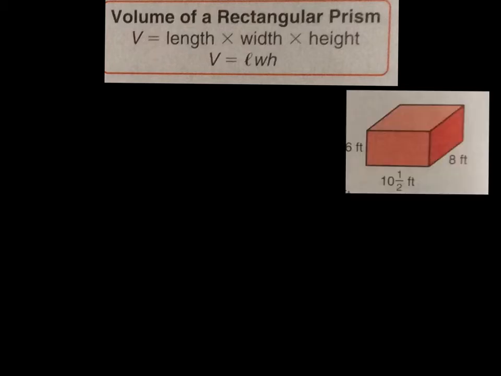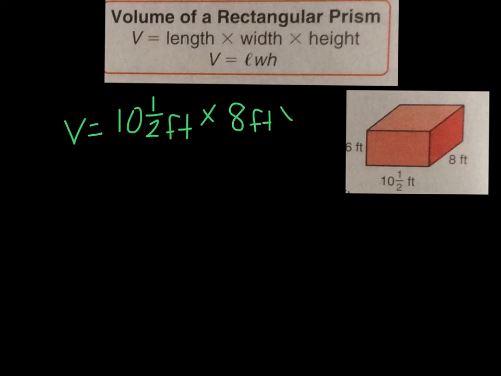Here we have a rectangular prism. It is 6 feet by 10.5 feet by 8 feet. So we would plug that into our formula. The volume equals the length, which would be 10.5 feet, times the width, which is 8 feet, times the height, which is 6 feet.